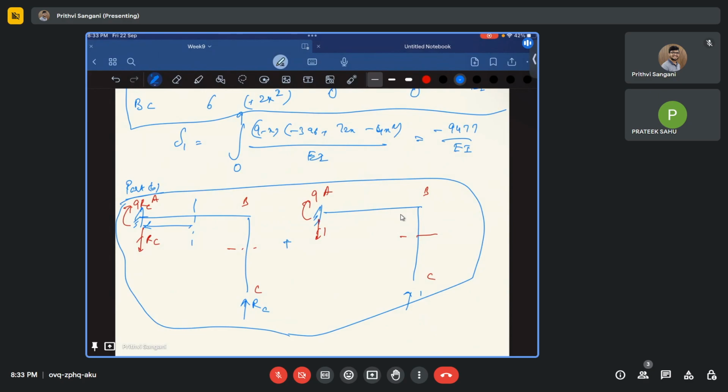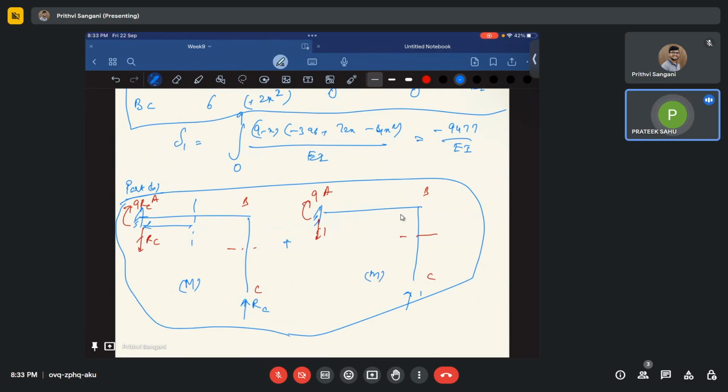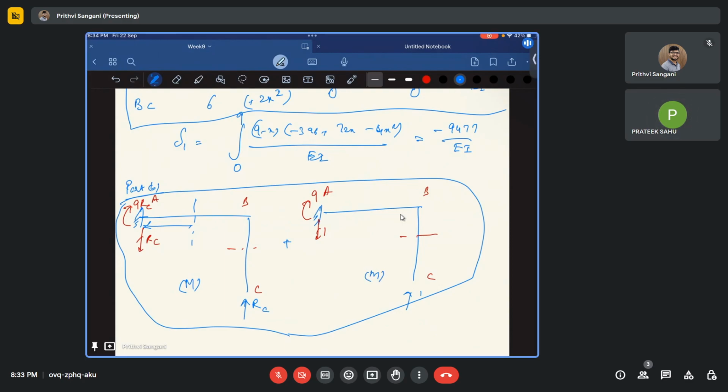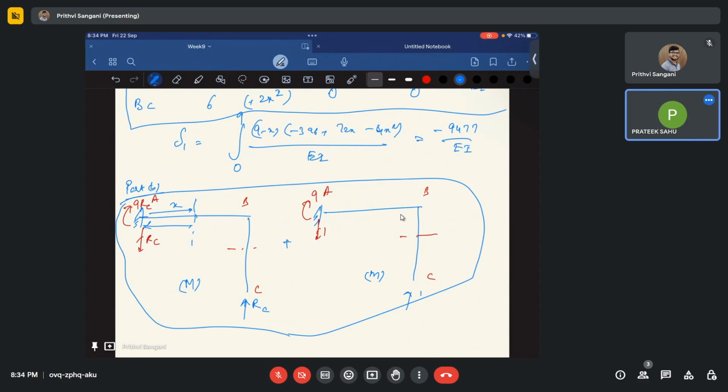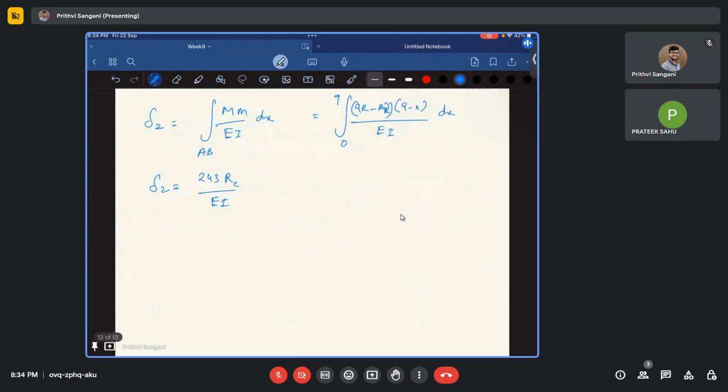In part B, this is my capital M and this is my small m. In AB, for my capital M, it is 9R. What is my bending moment at X distance X? 9R minus RX. So that's what I have taken. 9R minus RX. Understood.